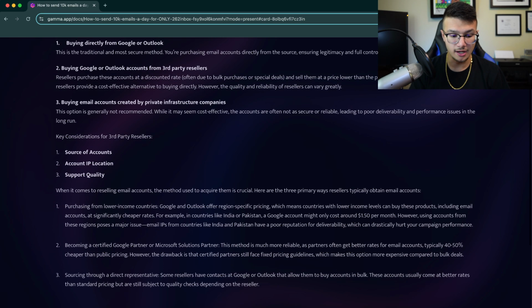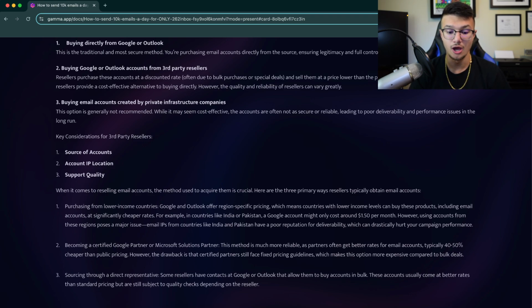So when it comes to reselling email accounts, the method used to acquire them is crucial. Now, again, there's typically three primary ways that these resellers often obtain these accounts at that lower than the public rate price I mentioned before. First things first, purchasing from a lower income country.